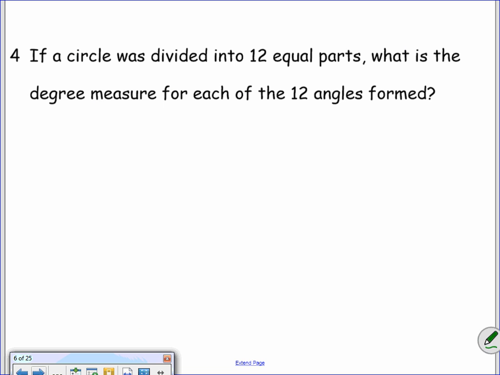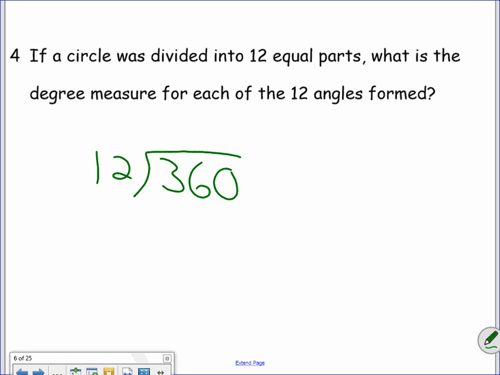Can I keep cruising along here? The circle was divided into 12 equal parts. What is the degree measure? So if I have 12 equal parts, you're going to be taking 360, and you have to divide it by 12. Because there's 12 angles that make up the circle. So 360 divided by 12.